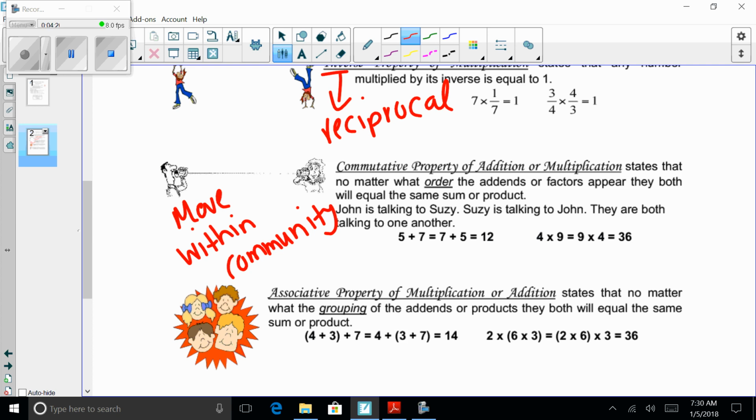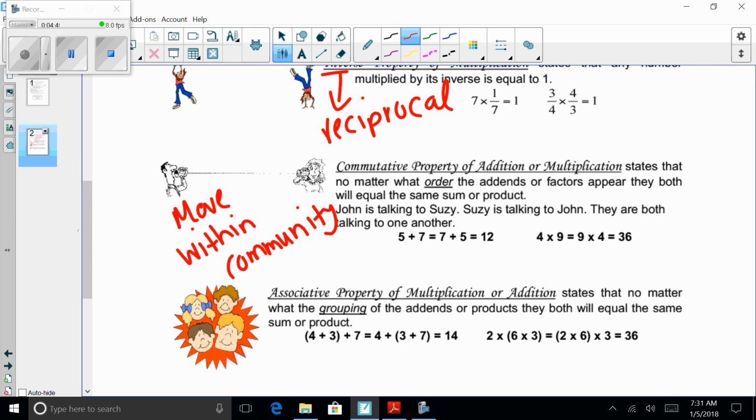So you see in our examples that we have 4 plus 3 in parentheses plus 7, and it equals 4 plus, and then in parentheses 3 plus 7. Because it is all addition, I can group things differently and I'm still going to get the same answer. Same with multiplication. If I have 2 times and then the product of 6 times 3, it's the same as the product of 2 times 6 times 3. All of them equal 36.